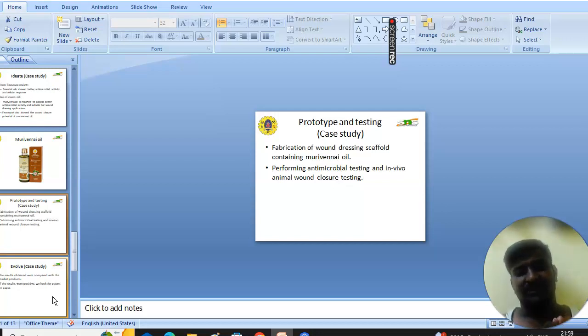Next will be fabrication and testing. In prototype testing, we will perform the fabrication of the wound dressing scaffold containing Murivine oil. For the fabricated scaffold, we will perform the antimicrobial testing and in vivo animal wound closure testing.